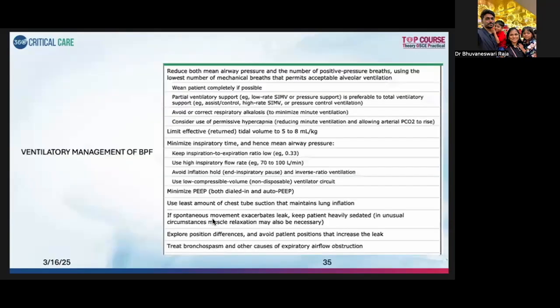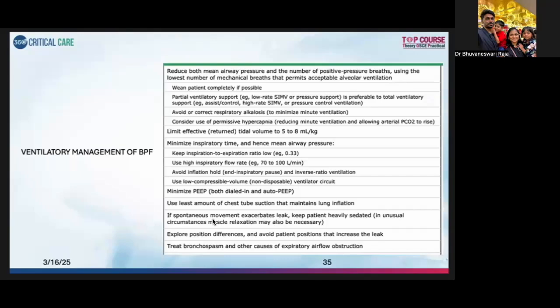When it comes to bronchopleural fistula, what is the ventilatory management of bronchopleural fistula? And this was asked as a viva question. You have to reduce the mean airway pressure. Reduce the number of positive pressure breaths, using the lowest number of mechanical breaths that permits acceptable alveolar ventilation. Try to wean the patient completely if possible.